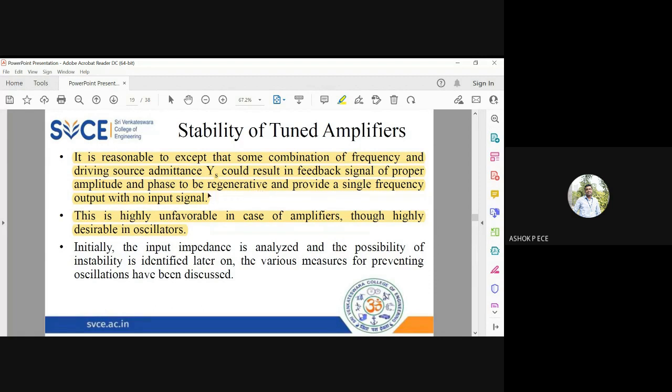So for that, we are going to analyze what is the input admittance of the circuit. So initially, the input admittance is analyzed, and the possibility of finding out where it becomes unstable is going to be the goal of this topic. So remember, we are going to find out the input impedance or admittance of the amplifier, and we are going to see the conditions where the amplifier becomes an oscillator and what measures can be done to prevent that action taking place, because we want our amplifier to be stable always, and we don't want our amplifier to become an oscillator, thereby going to the state of instability.